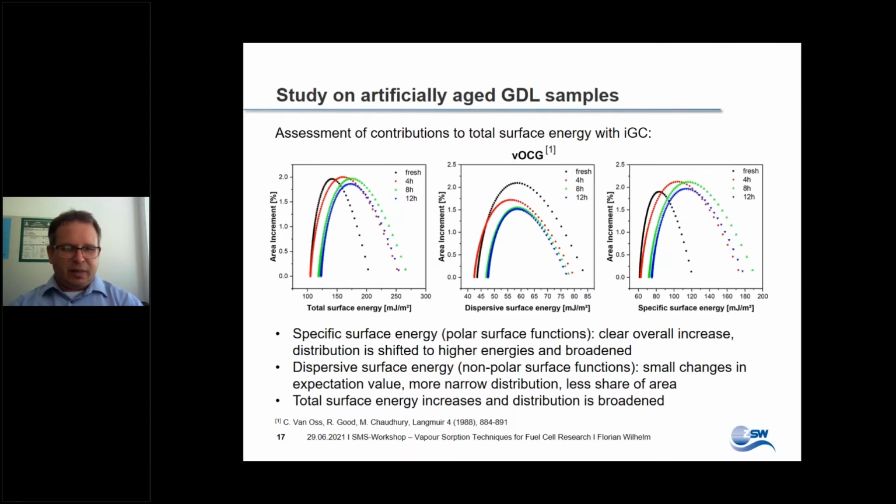The dispersive surface energy in the middle is representative for the non-polar surface functions, and as you can see, we only see small changes in the expectation value. We can detect a more narrow distribution and a lesser share of the area by the non-polar functions. So that's also some change, even if not that clear, in the non-polar surface energy distribution. The total surface energy, as composed of both components, of course, increases, and the distribution is broadened in the end.